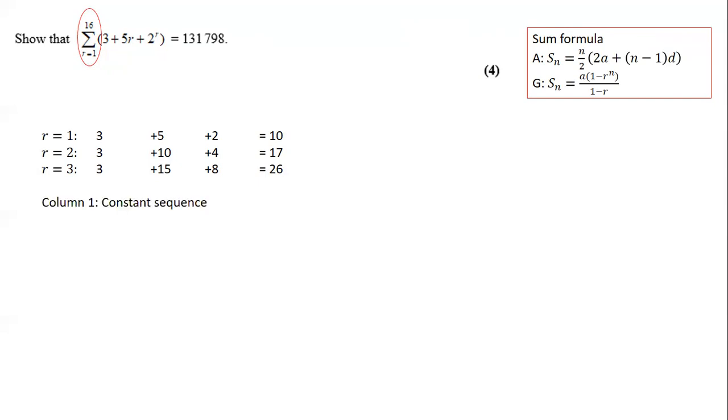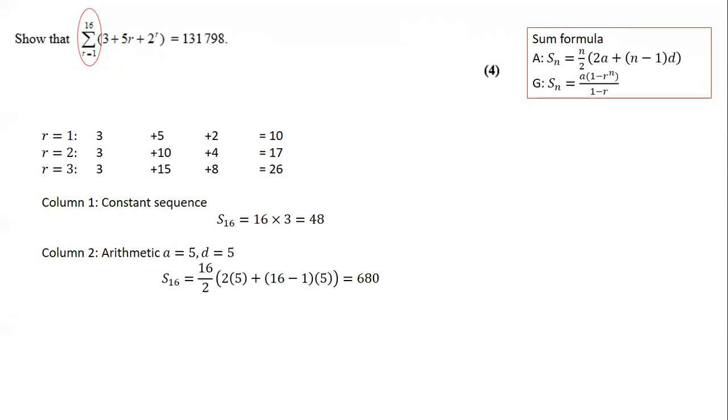So our first column, nice and easy, is a constant sequence, just 3. So to get the sum, well, there's going to be 16 lots of 3, which is 48. The second column is arithmetic. The first term is 5, and the difference is 5. So sub it into the formula, and we get that total is 680.